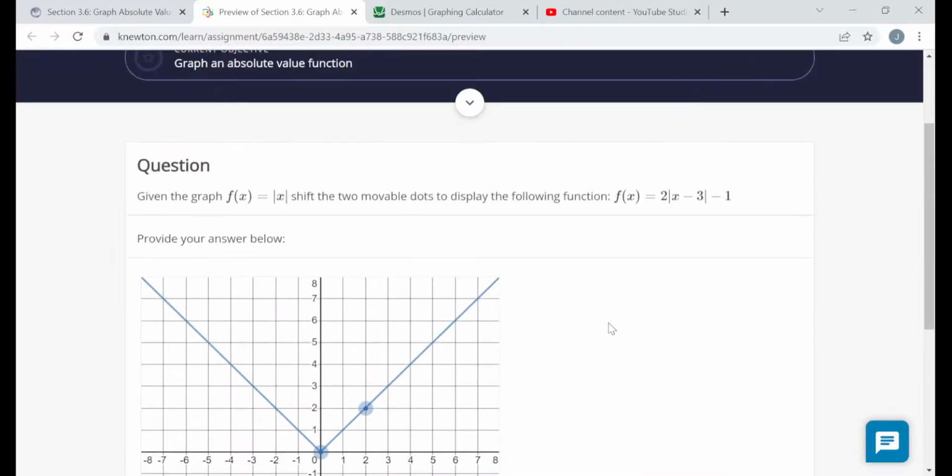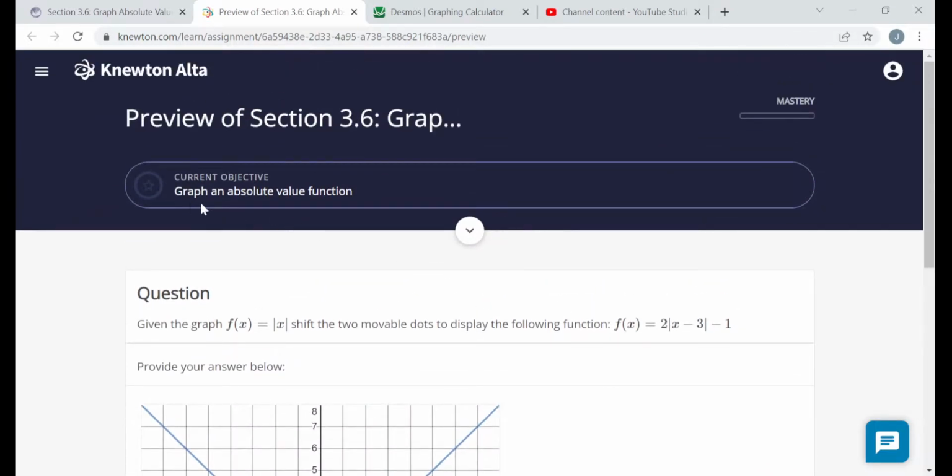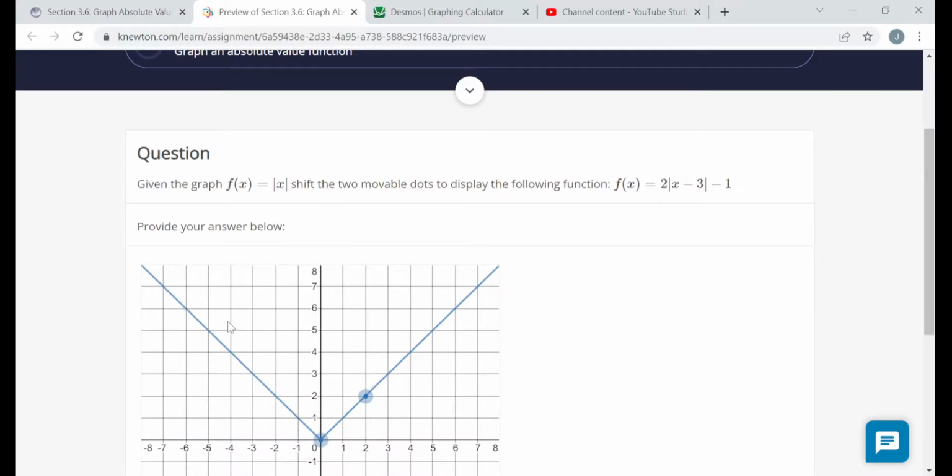So all the questions are on just graphing an absolute value function. We're saying, given the graph of f of x equals the absolute value of x, remember, the absolute value of x was one of those toolkit functions, that library of basic functions you should know the shape of. It's this V-shaped graph here. They've got the graph of y equals the absolute value of x, f of x equals the absolute value of x, right here. And we're asked to move these points around to display the graph of this function.